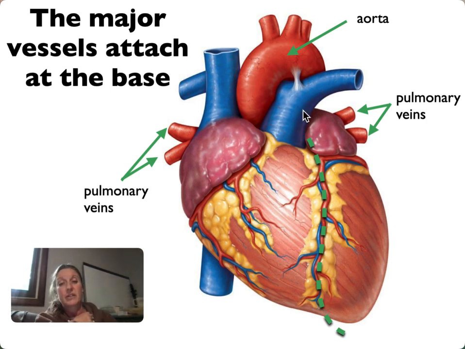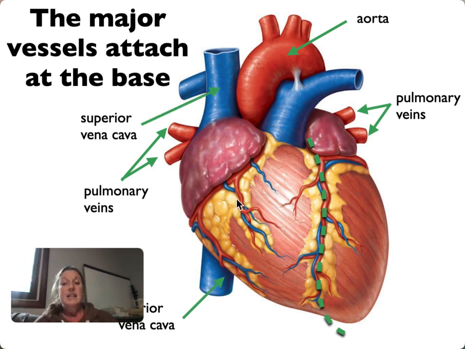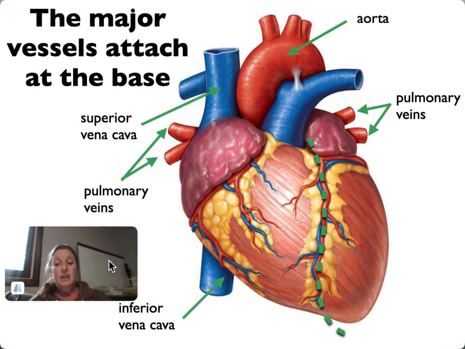The blue vessels, on the other hand, are associated with the right side of the heart. These include the inferior, which means below, and superior, above, vena cava, which is the largest vein in the body, and both of these empty their contents into the right atrium.